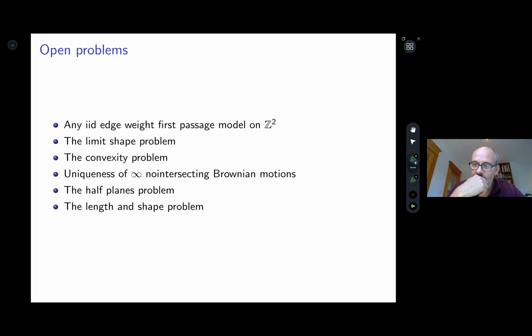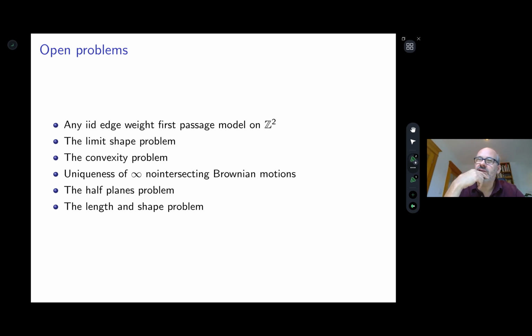So, okay, I have maybe 2 minutes, and then I'll open for questions. There are a lot of open problems here. I mean, the basic things are open problems. So for any IID weight first passage model on Z squared, we don't have any of those for which we can prove it, especially the one I used for motivation. We have no idea how to prove what the limit is, even though we pretty much understand what the limit should be.